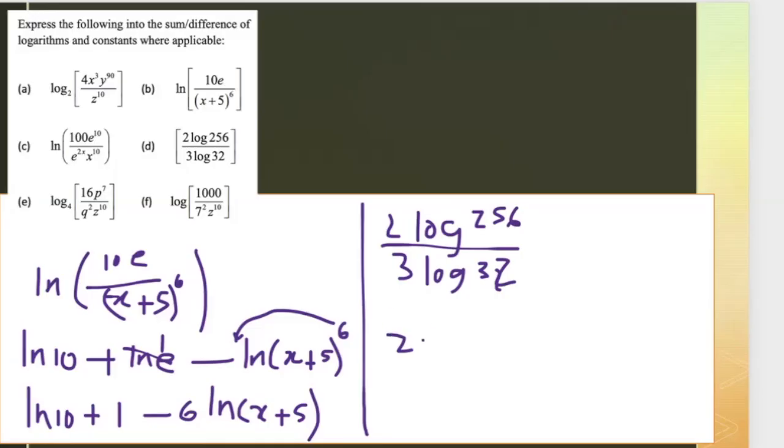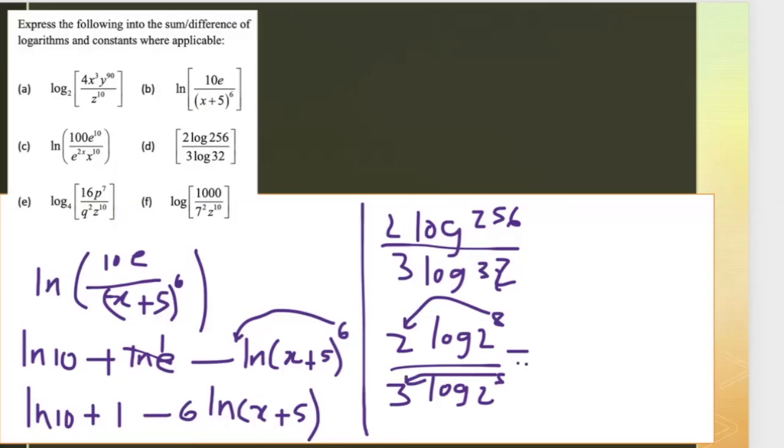So I'll have this as 2 log 2 to the 8. And then 32 is 2 to the 5. So I can have this as 2 to the 5. So I'll carry this in front along with the 5 in front. So I'll multiply 8 times 2, that's 16 log 2, over 5 times 3, 15 log 2. And then we'd cancel this, so I'll have this as 16 over 15.